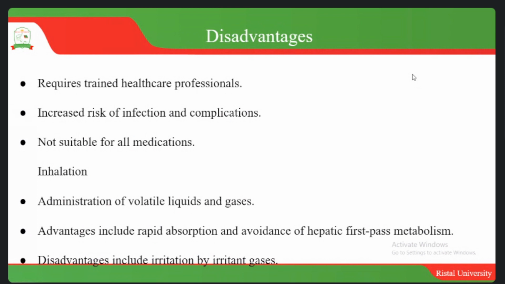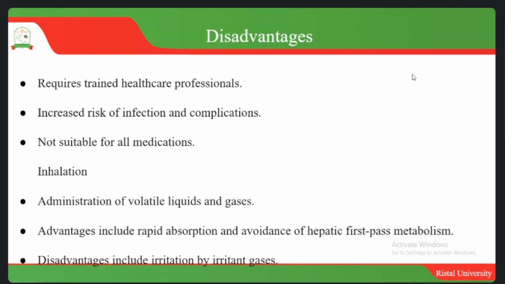And it is not suitable for all medications. I remember I said in the beginning that not all routes are the same, or not all routes can be suitable for the administration of every drug. So we have to consider which drug can be given intravenously and which drugs cannot be given intravenously, because there are those drugs that can go direct and affect the heart. So when you give them intravenously, they may end up actually causing more harm than good to our patients.